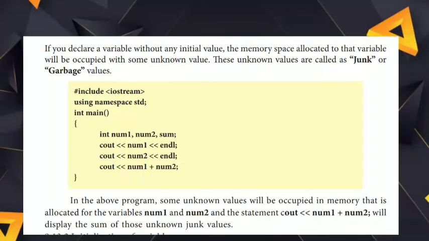Okay, if you declare a variable without any initial value, the memory space allocated to the variable will be occupied with some unknown values. These are called junk or garbage values.